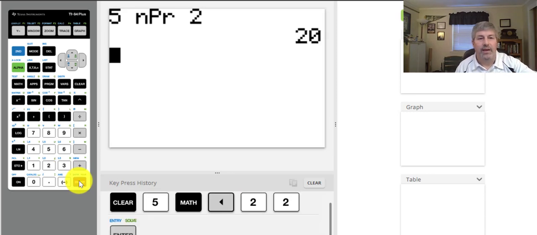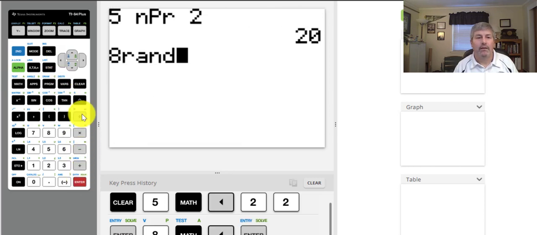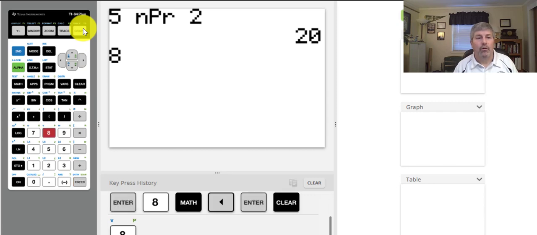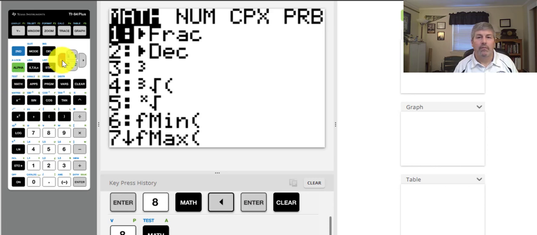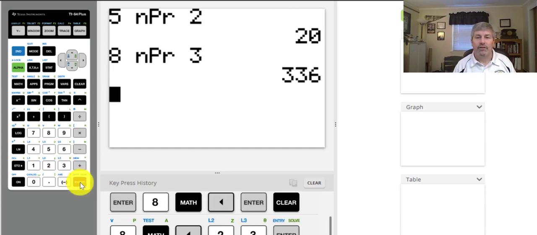In my horse racing example, I think I had 8. I hit the wrong thing. So I had 8 horses racing, and I want the number of permutations, nPr, and how can they finish in the top 3? 336. There's an example of how you can use your graphing calculator to answer permutation questions, and you'll get some more practice on permutations when I see you in class.